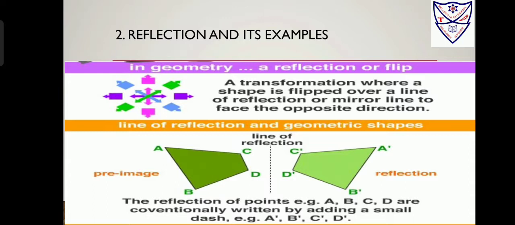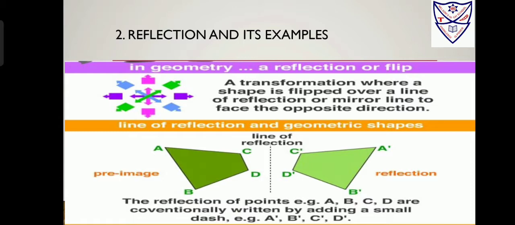Now all the alphabets are the same, the shape is also the same, everything will be the same, but here you will see the flipped one, like A is on the left, so A is visible on the right. Now C is on the right there, so C in the reflection will be visible on the left hand side. Now B, D is the same. The reflection of points A, B, C, D are conventionally written by adding a small dash, for example A', B', C' and D'.